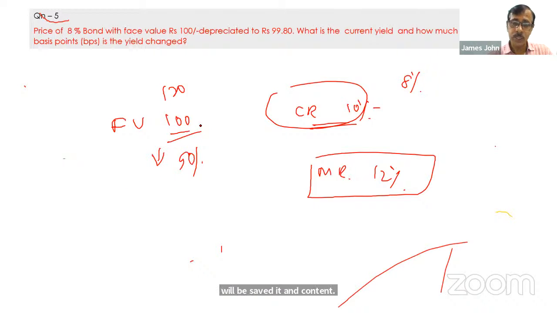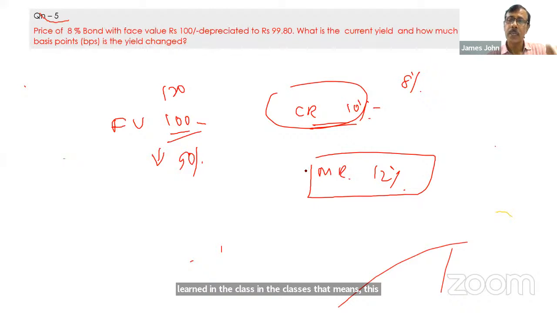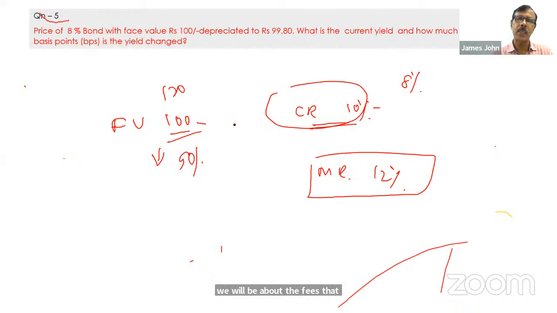So that's the thing. This is the theorem which you learned in the initial classes. That means the value and the market rate are inversely proportional. If the market rate is more than the coupon rate, the value will be less than the face value. And if the market rate is below the coupon rate, the value will be above the face value. That is the theorem. The interest rate and the value are inversely proportional. If the interest rate in the market is moving up, value will come down. If the interest rate in the market is coming down, the value will move up. So this is the situation.